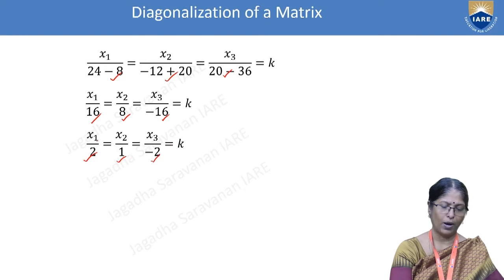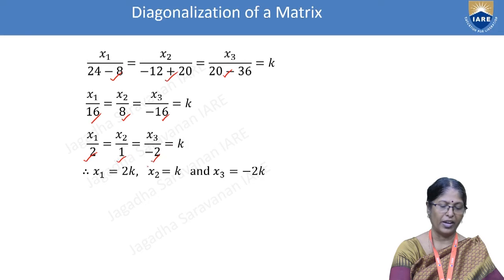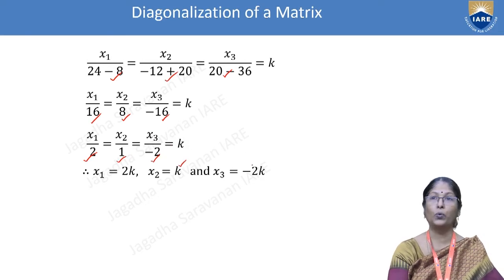That is, x1 by 2, we can take it 2k. Then x2 by 1, k we got it. x3 by minus 2, minus 2k we got it.